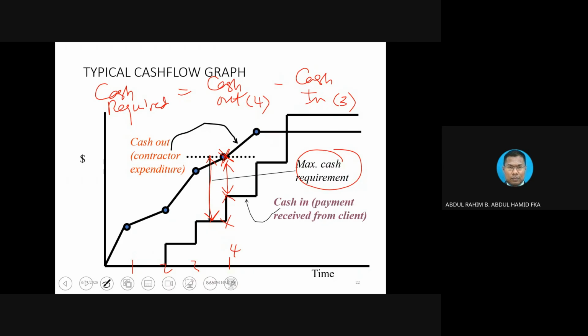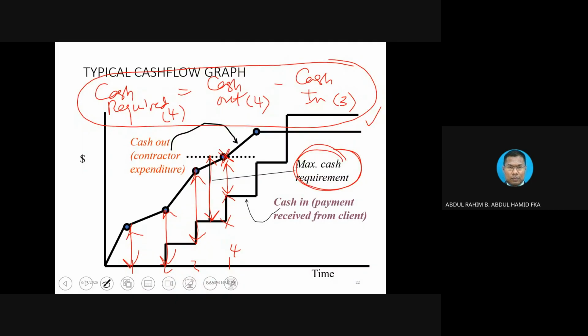So the maximum cash required for the month of April, for instance, is going to be calculated using this formula: cash out on the month of April minus cash in on the previous month. Then only you are going to get the calculation. Among these points, there could be a bigger amount. The bigger amount is the one that we want to know, and this is the answer. It is going to happen on, let's say, April. So now you already answered two questions.